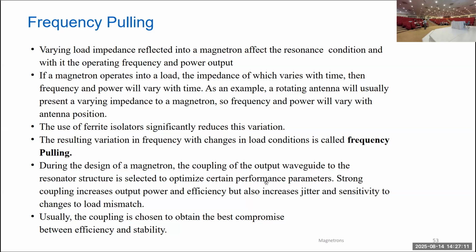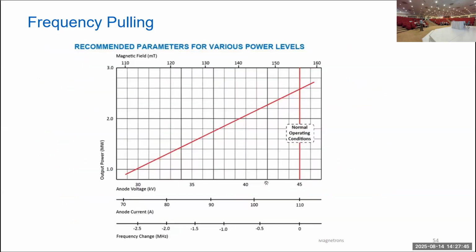During design of a magnetron, the coupling of the output waveguide to the resonator structure is selected to optimize certain performance parameters. Strong coupling increases output power and efficiency, but also increases jitter and sensitivity to load mismatch. Usually, the coupling is chosen to obtain the best compromise between efficiency and stability. Here, I have discussed this figure.